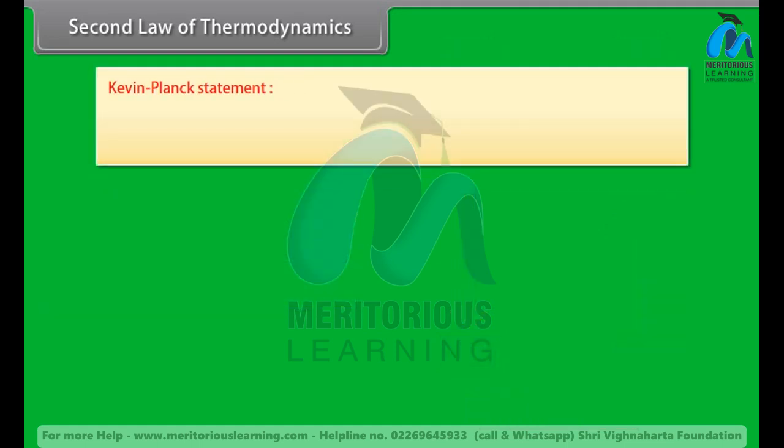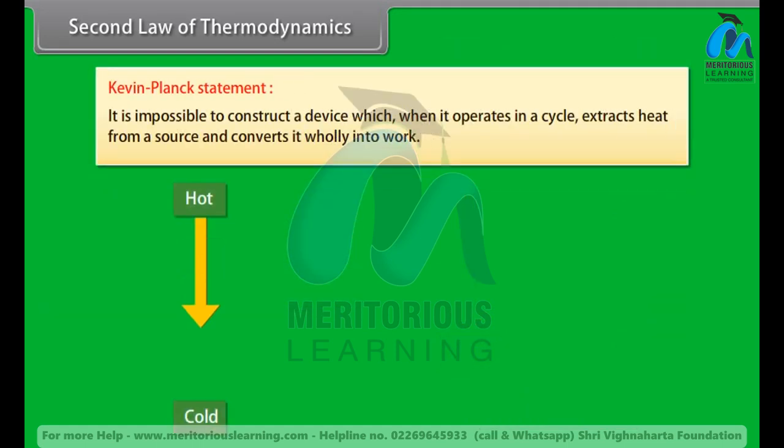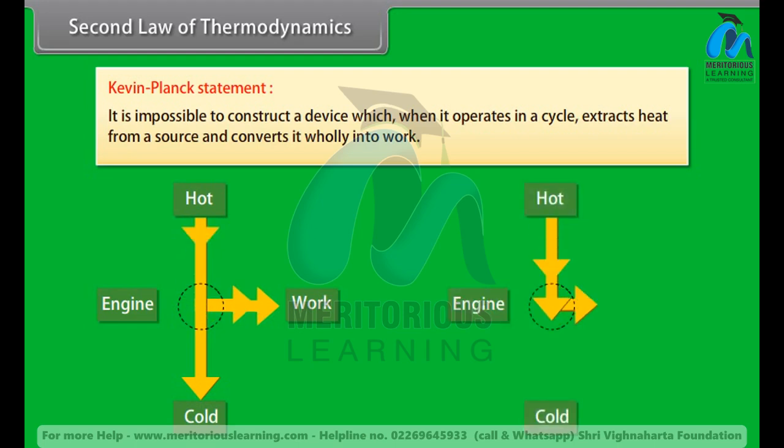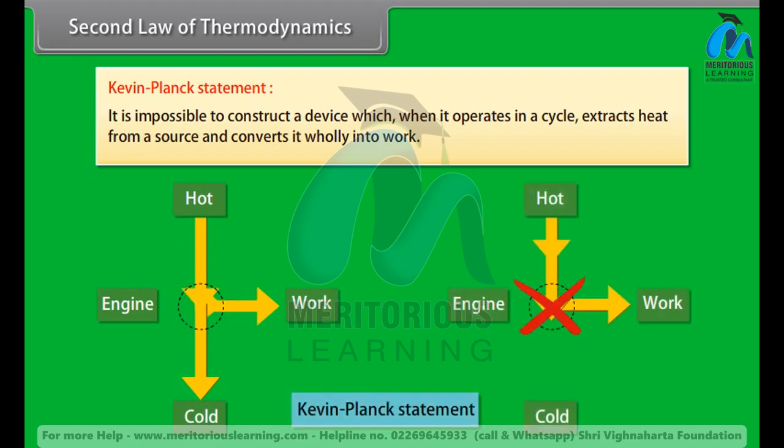Kelvin-Planck statement. It is impossible to construct a device which, when it operates in a cycle, extracts heat from a source and converts it wholly into work.